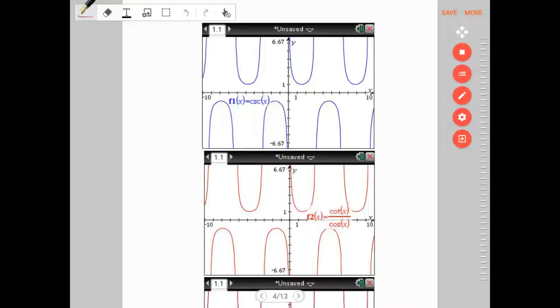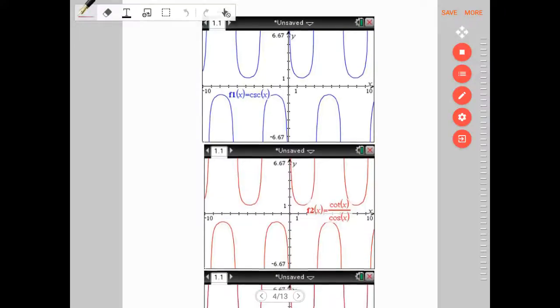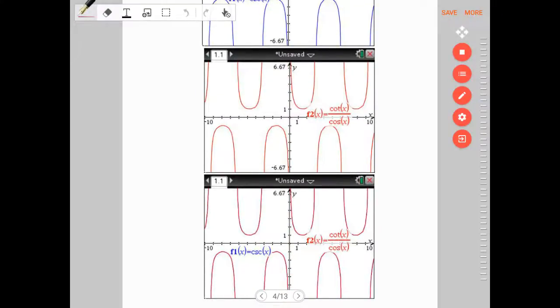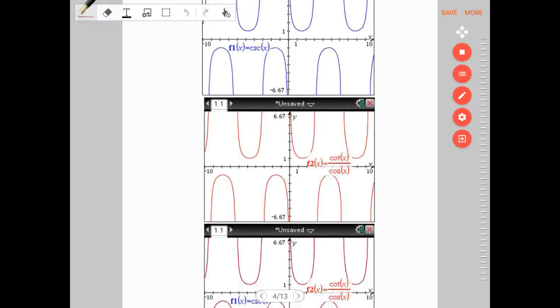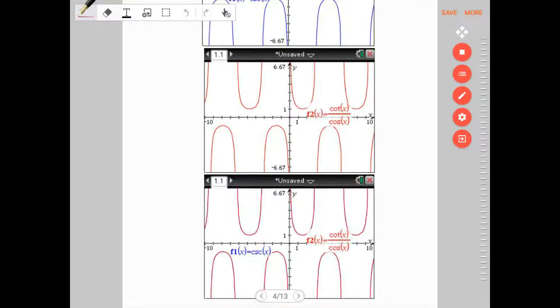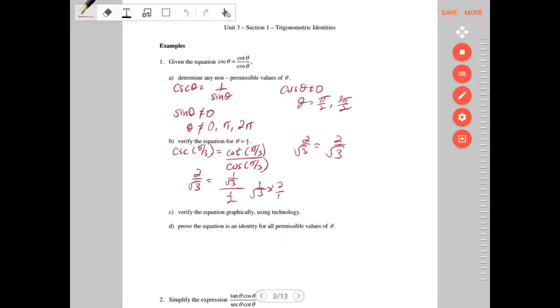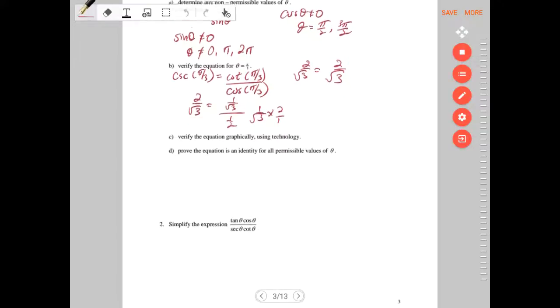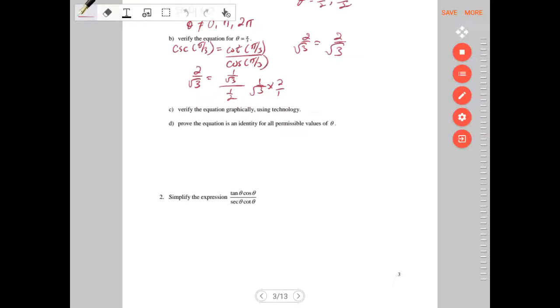The first one is cosecant of x. The second one is cotangent x over cos x. And if you'll notice, they look pretty much the same. So I graphed them overlying one another, and as you can see, they are identical. So, seemingly, graphically, verifies that it also works as an identity. Okay, part D. Prove the equation is an identity for all permissible values of theta.